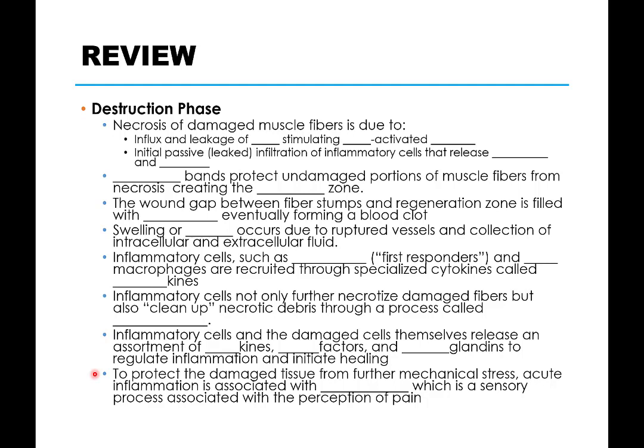To protect the damaged muscle tissue/cells from further mechanical stress, acute inflammation is associated with nociception, which is a sensory process associated with the perception of pain. Remember, during inflammation, chemicals released by inflammatory cells, as well as from damaged muscle fibers, can become noxious stimuli when in high amounts. Thus, the noxious stimuli associated with the acute inflammation is chemical noxious stimuli.